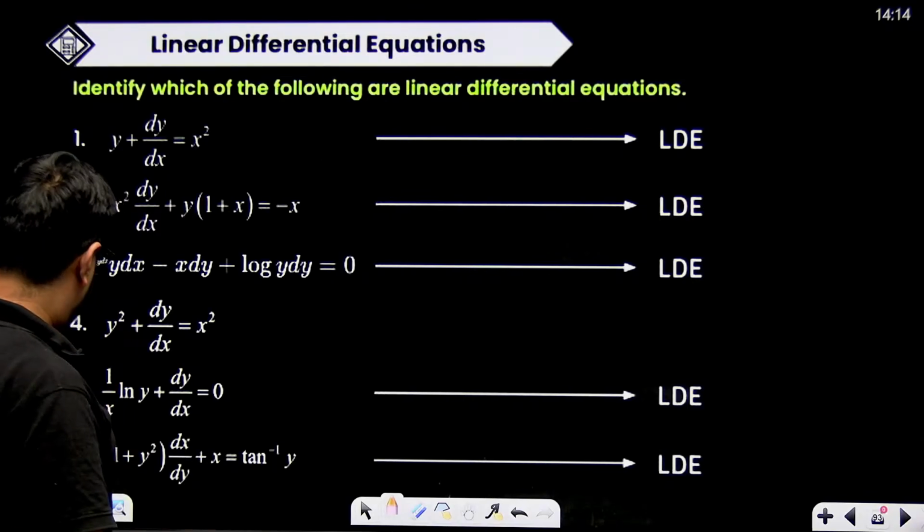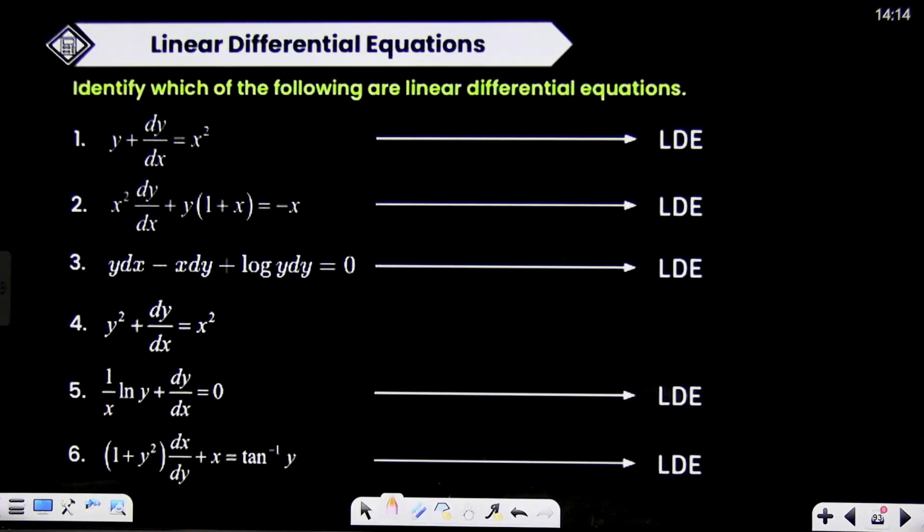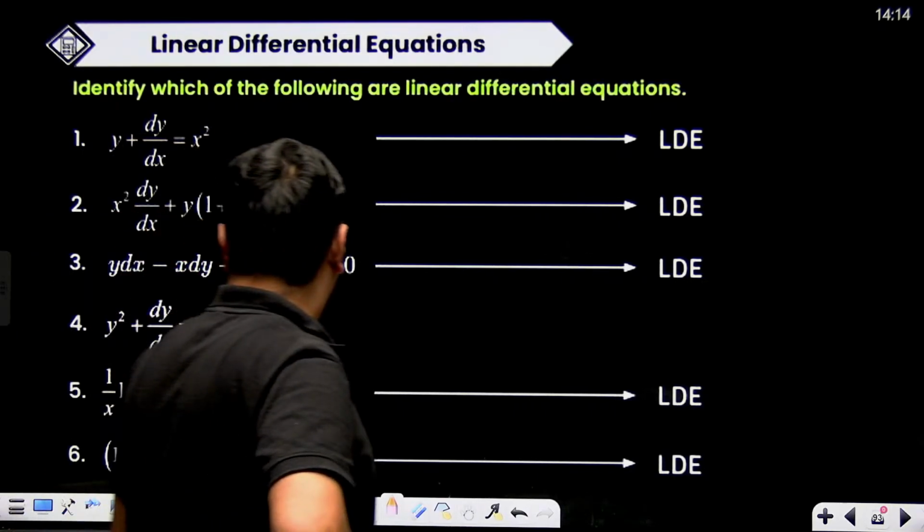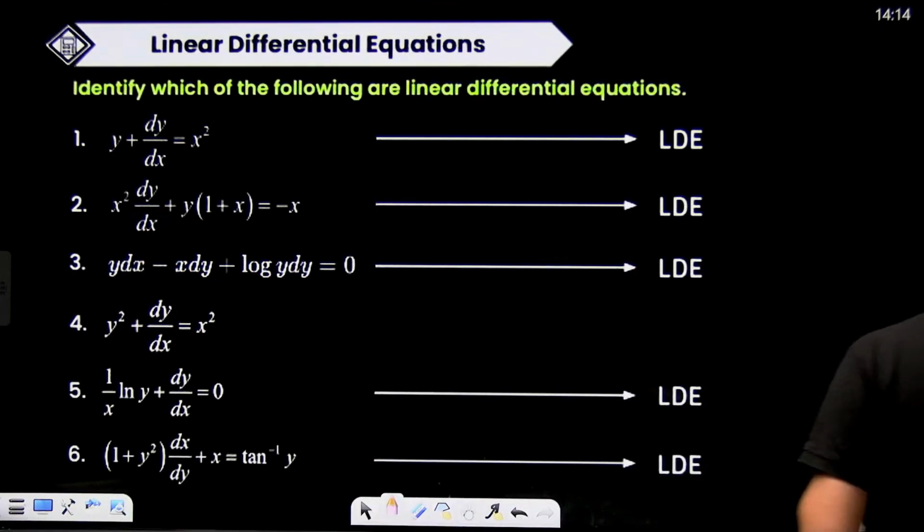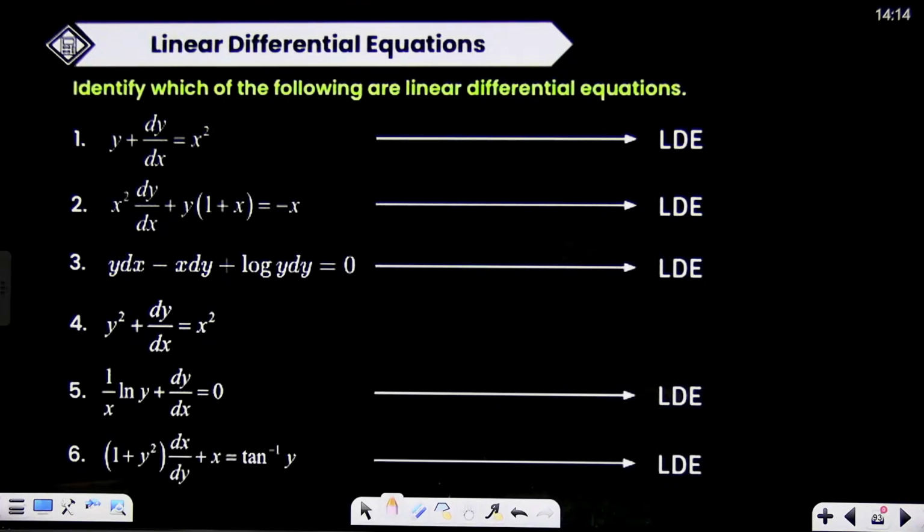How is this linear? Y to the power x we are getting, something like that. How is this linear? First one okay, correct. Not a problem.